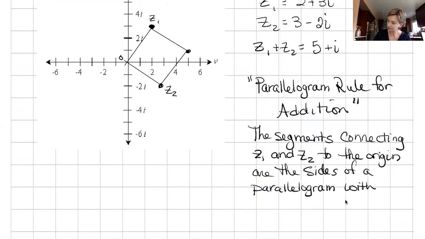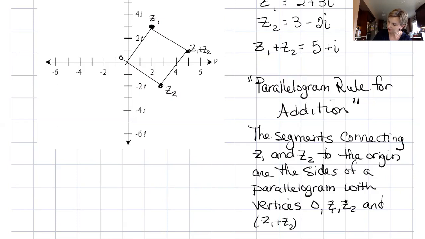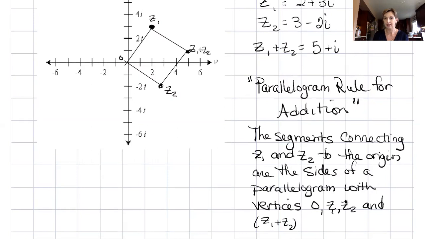With vertices O for the origin, Z1, Z2, and Z1 plus Z2. I guess I didn't label that one there, but that's Z1 plus Z2. Okay, and this is going to come in handy further down the road.